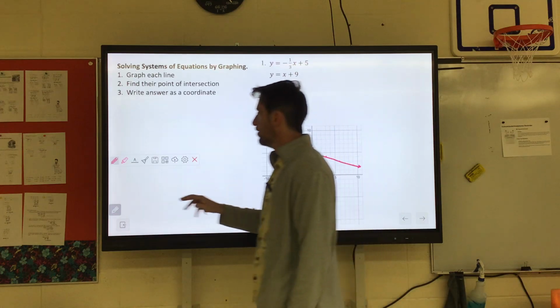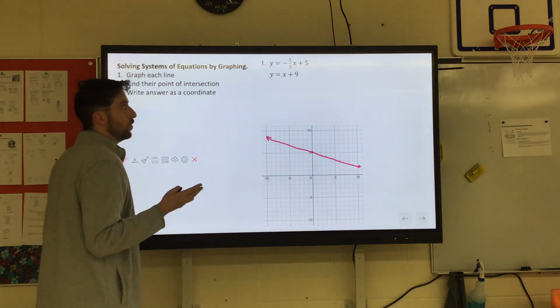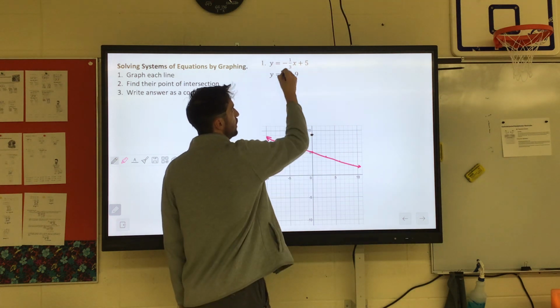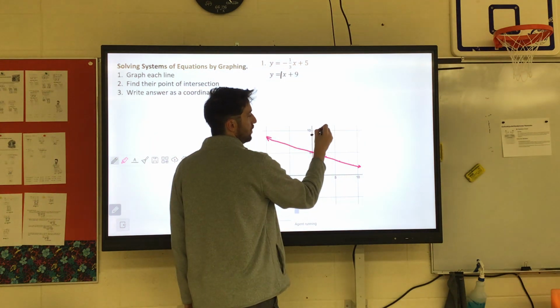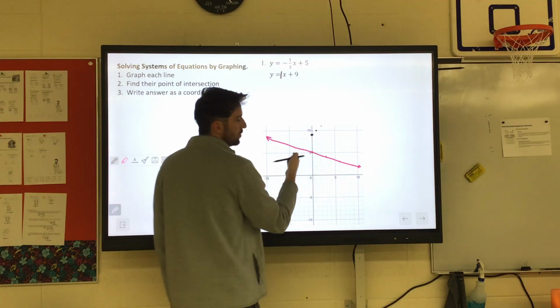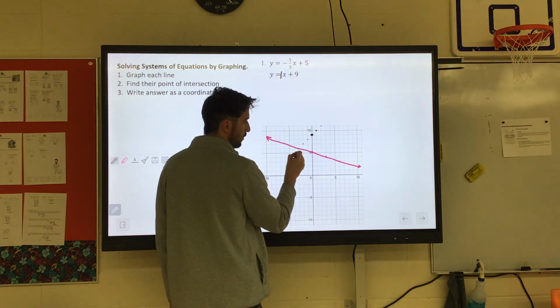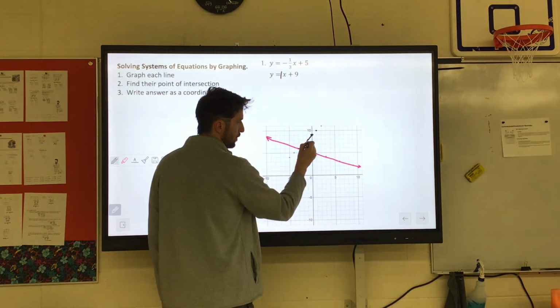Alright, the second one, y equals x plus 9. The y-intercept is 9, and the slope is in front of that x, that's a 1. So we'd go up 1, right 1. Now, they're obviously going to cross over here, so we could go down 1, left 1, until we find where they cross.